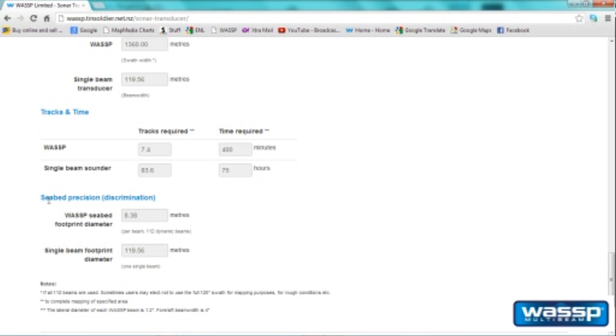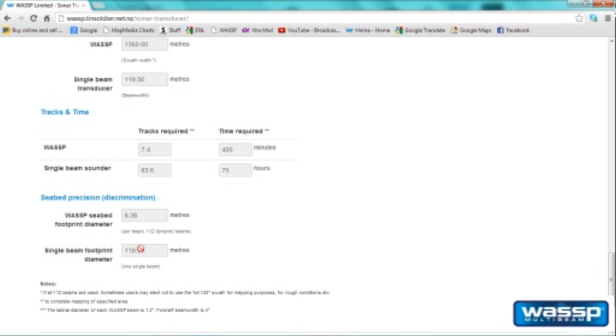Here's the big but again, the seabed precision. So the WASSP, each footprint on the seabed is 8.38 meters, which is pretty respectable in a 400 meter depth, versus the single beam footprint of 120 meters, which doesn't sound too bad, but when you consider that's bigger than a football field, then it really does bring into question how reliable that information is. It's very likely that there are bits of foul appearing within that 120 meters. There is likelihood to be dips, holes, gullies within that 120 meters, all of which you're going to miss. You won't get that detail on your traditional single beam sounder.